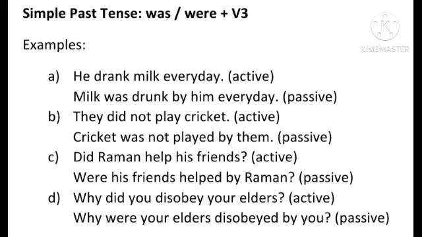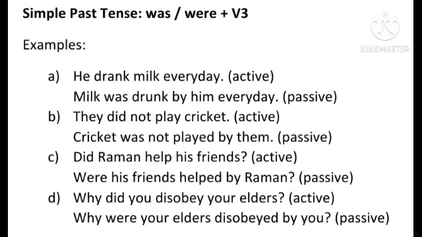Let's take up simple past tense. In active voice, in simple past tense, we use the second form of the main verb in positive sentences, and in negative and interrogative sentences, we use did as helping verb plus first form of the main verb. In passive voice, whether the sentence is positive, negative or interrogative, we have to use the helping verbs was or were. Now let's see the examples.